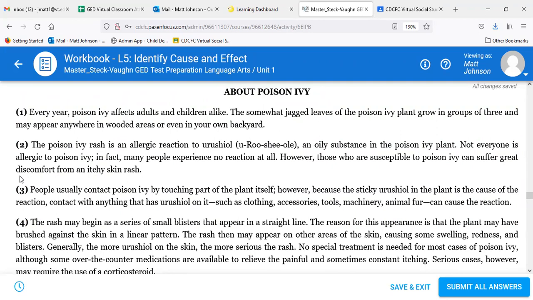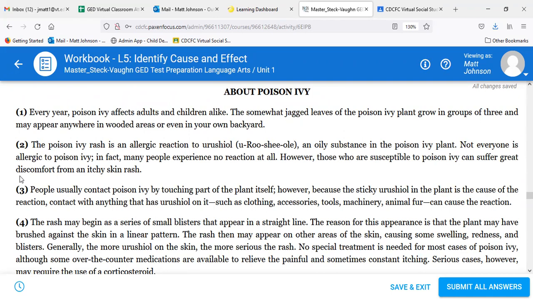People usually contact poison ivy by touching part of the plant itself. However, because the sticky urushiol in the plant is the cause of the reaction, contact with anything that has urushiol on it, such as clothing, accessories, tools, machinery, animal fur, can cause a reaction.